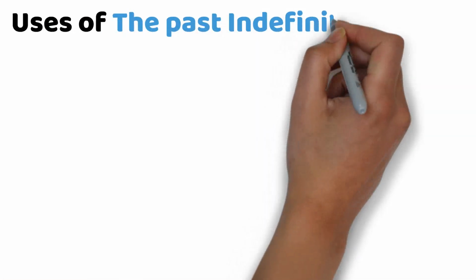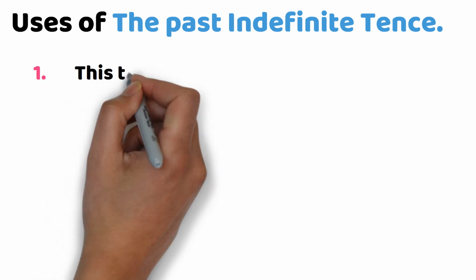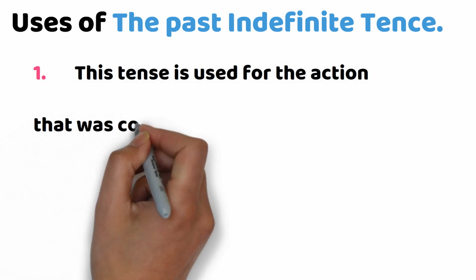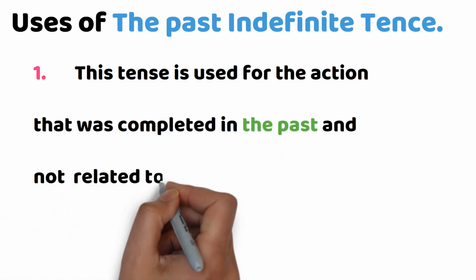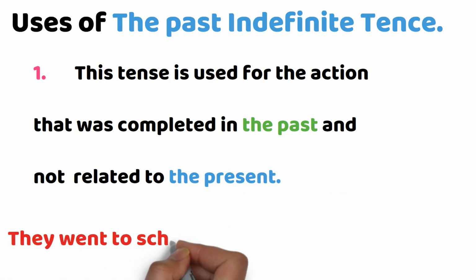Uses of past indefinite tense. This tense is used for the action that was completed in the past and not related to the present. They went to school at a young age.